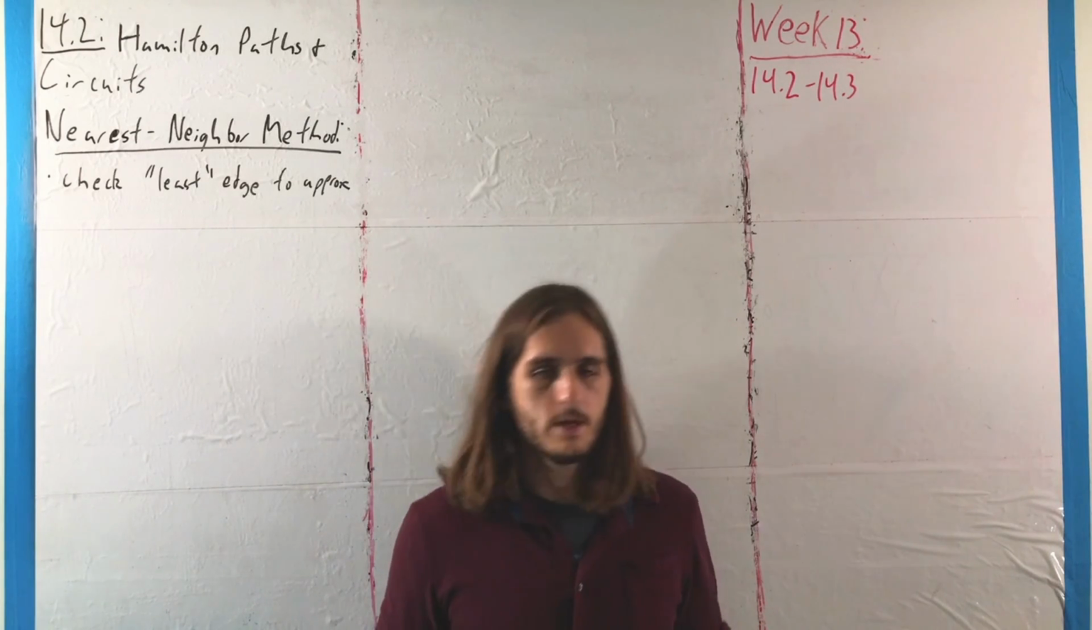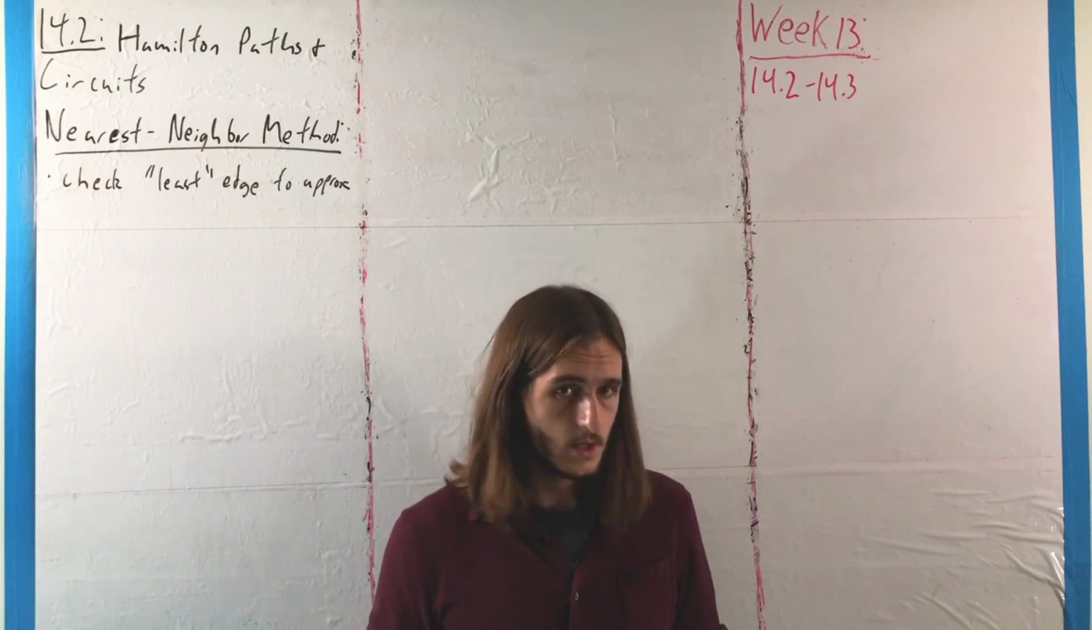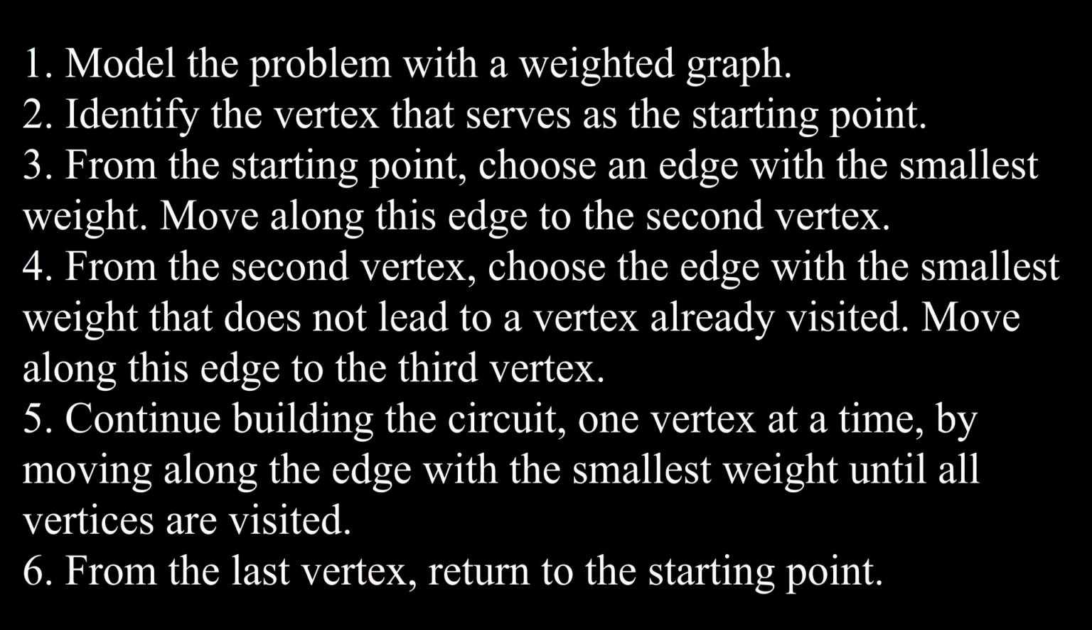And instead, we have an approximate method, which is called the nearest neighbor method, where for this, what you have to do is, again, model your problem using a weighted graph, then identify the vertex that serves as your starting point. From the starting point, choose an edge with the smallest weight, then move along this to the second vertex. From the second vertex, choose an edge with the smallest weight that does not lead back to one you've already been to, then move on to that third vertex. Then continue building your circuit following that pattern one at a time until you hit all of them, and then from the last vertex, return to your starting point.